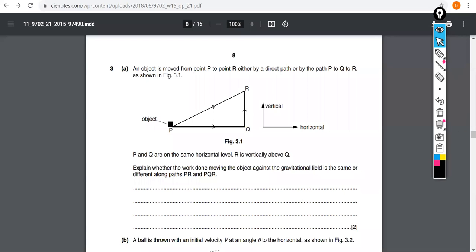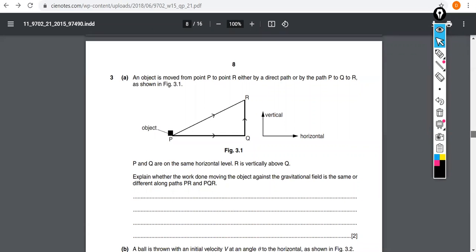All right, in this worked example, we're going to take a look at question 3 from the October-November administration of paper 21, 2015, coming from ACE Physics syllabus code 9702.